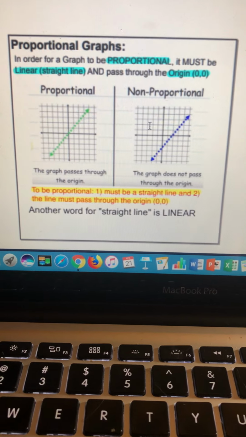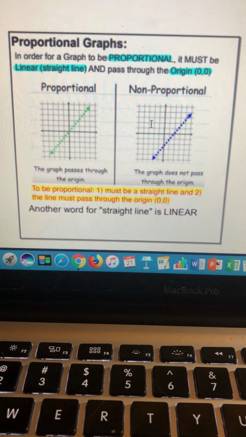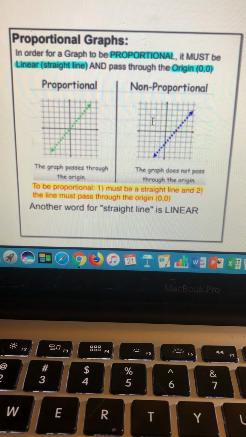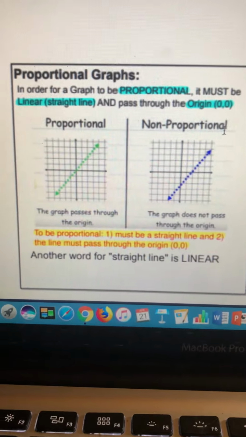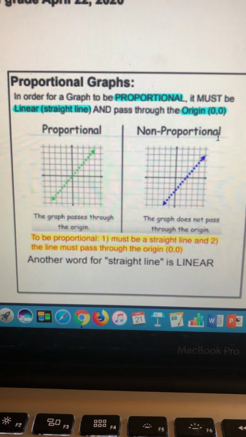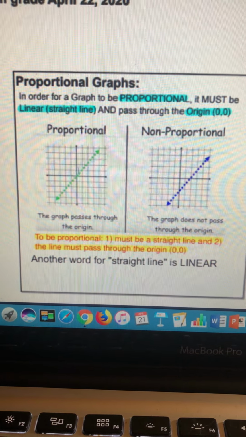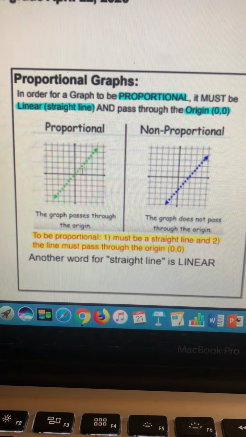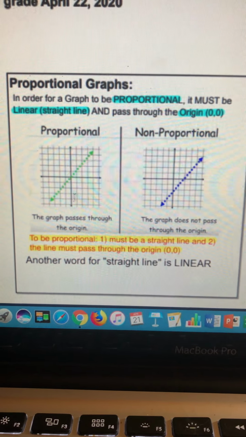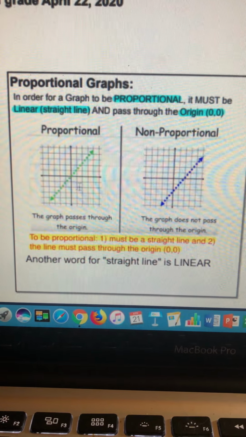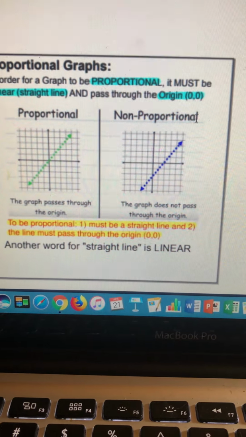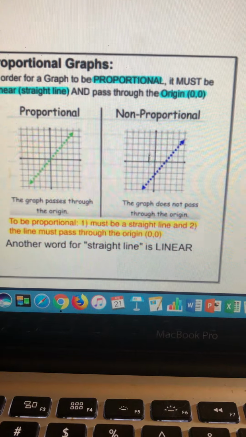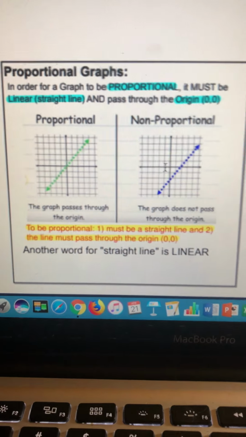So we're going to focus on the graphs today, and there are two things you need to know for a graph to be proportional. The two things are it must be linear and it must pass through the origin. So the one on the left we're going to say is proportional because it's linear, which means it's a straight line, and it goes through the origin 0, 0. The one on the right we're saying is not proportional because yes, it's a straight line, but it does not go through the origin, so this is not proportional.